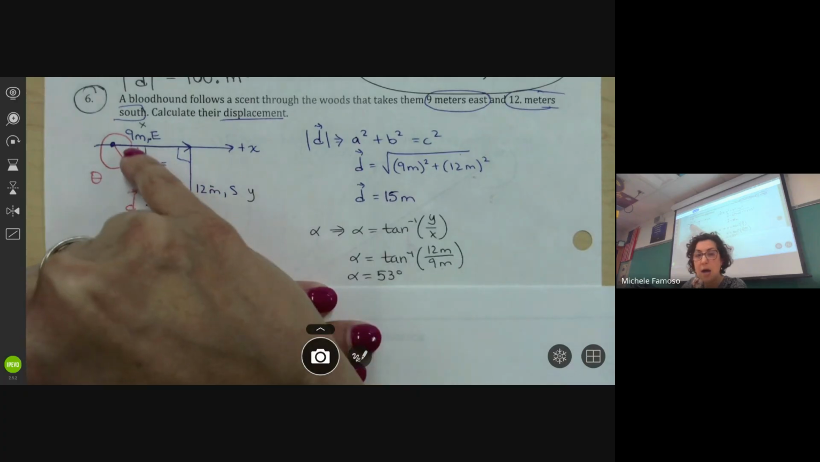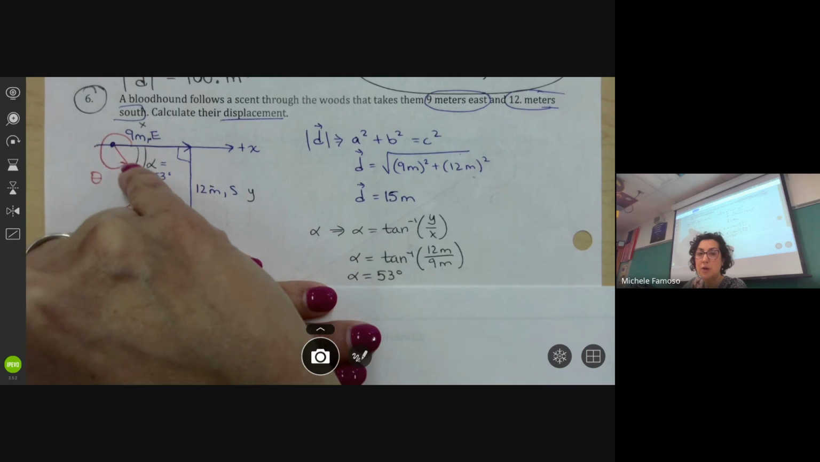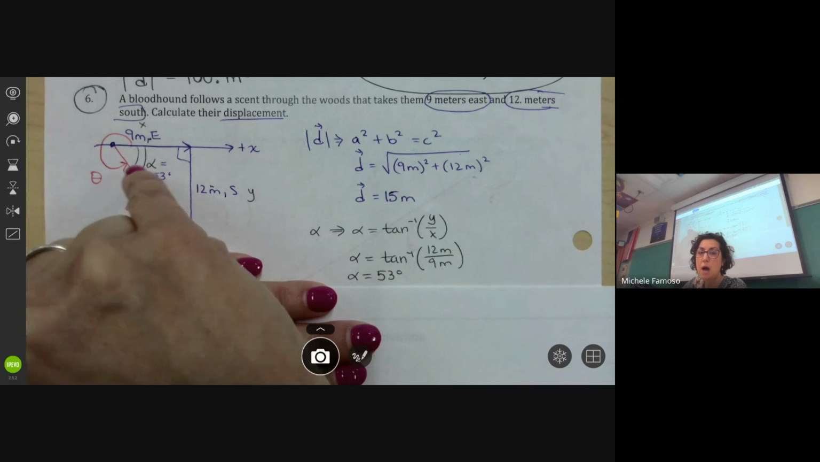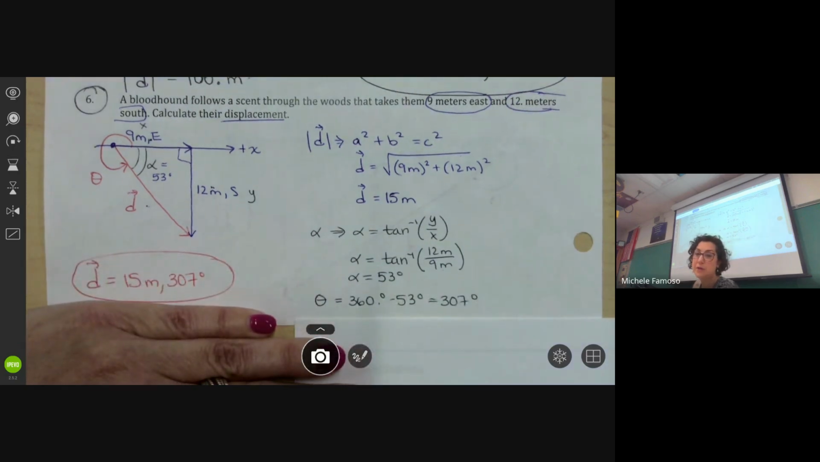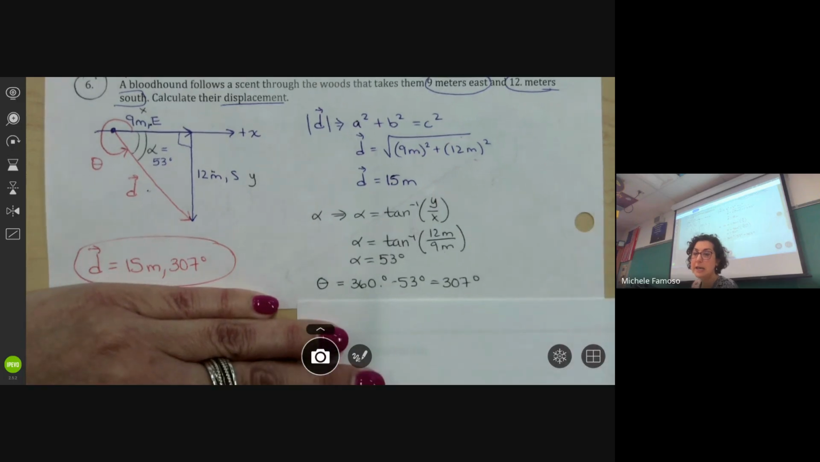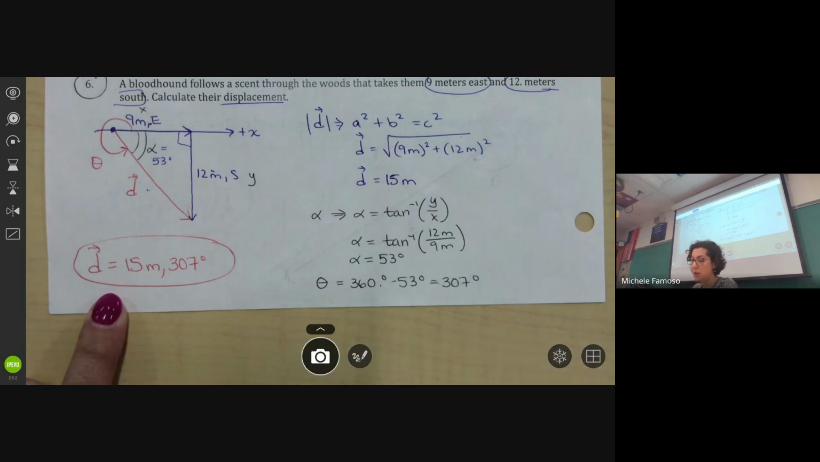Notice that the angle we want starts at the positive x, rotates around the origin counterclockwise till we get to the displacement arrow. That angle we want and the angle we found together form the full circle, 360 degrees. So you've got to back up by the 53 degrees to get your angle, which means you're going to subtract 53 from 360 degrees, giving you a direction of 307 degrees. So the final answer to that problem is 15 meters, 307 degrees.